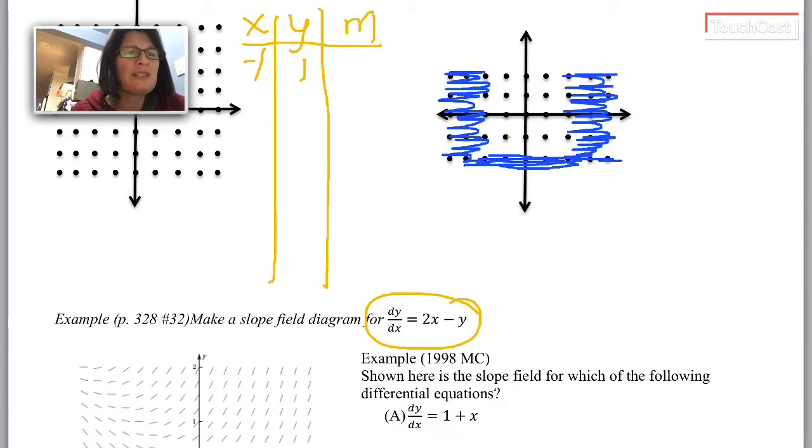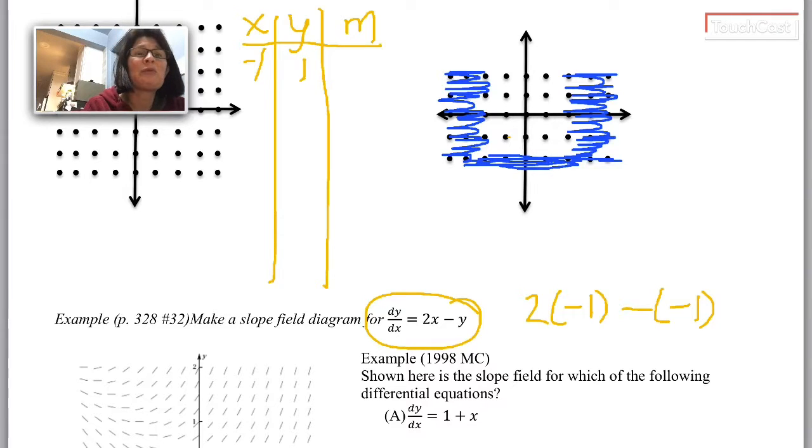And I'm going to compute my slope. That's going to be 2 times -1 minus -1. That's me replacing the x and the y in my derivative function with the x and y I chose. I said I was going to use x equals -1 and y equals -1. Okay, so this is 2 times -1 is my x minus -1 is my y. That makes -2 plus 1, which is -1.